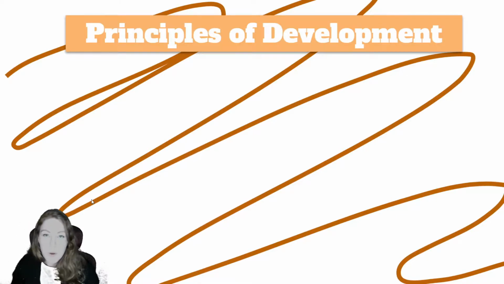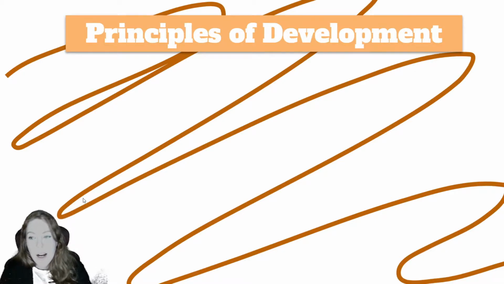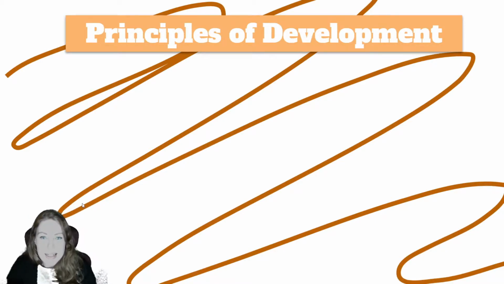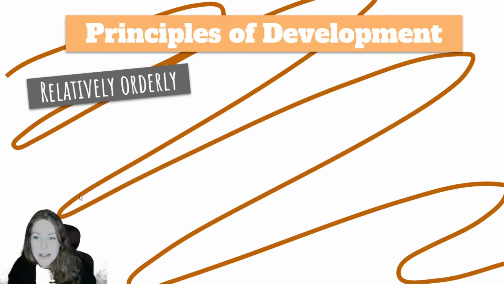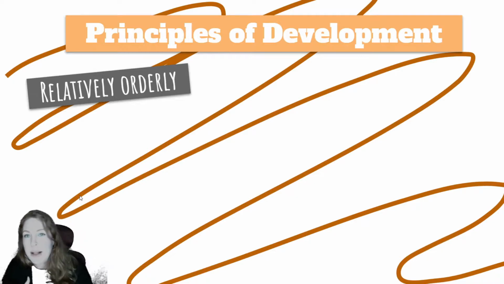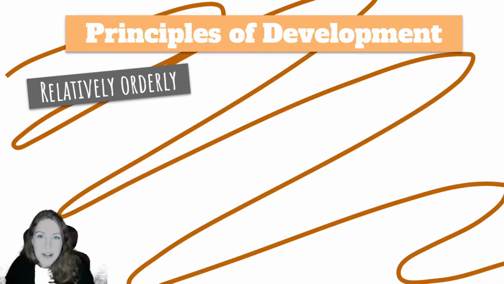The next area we need to talk about before we move into the actual theories are the principles of development. So there are four basic principles that the theorists that we're going to look at base their theories on. And they're assumed in pretty much all scientific fields. But the first principle is that development is relatively orderly. It happens in a sequence. You're not going back or undeveloping, so to speak, or developing later certain things. Everything kind of happens in an order.